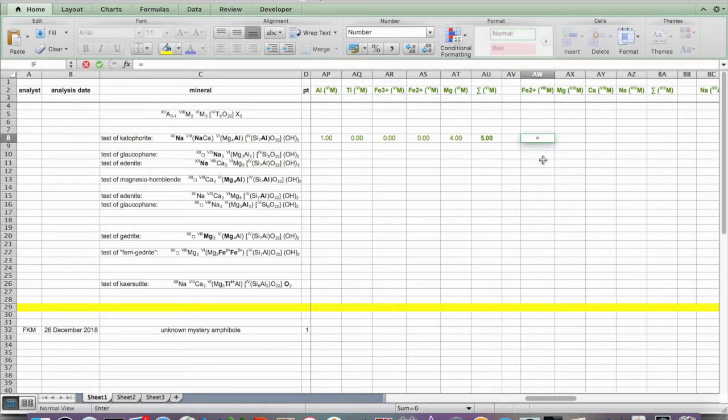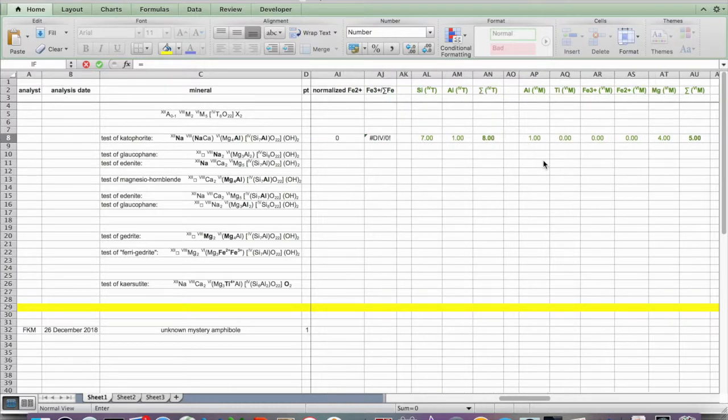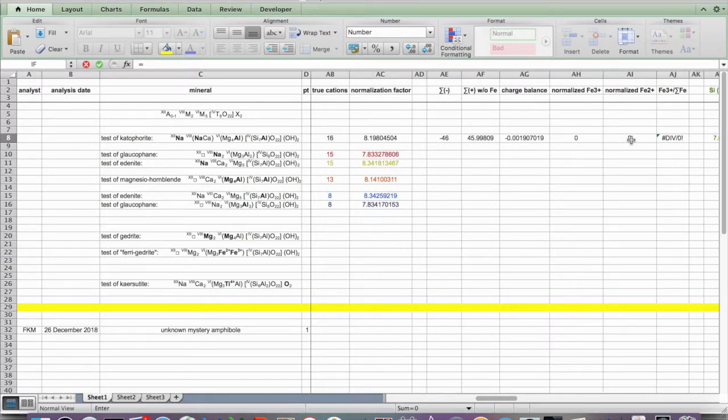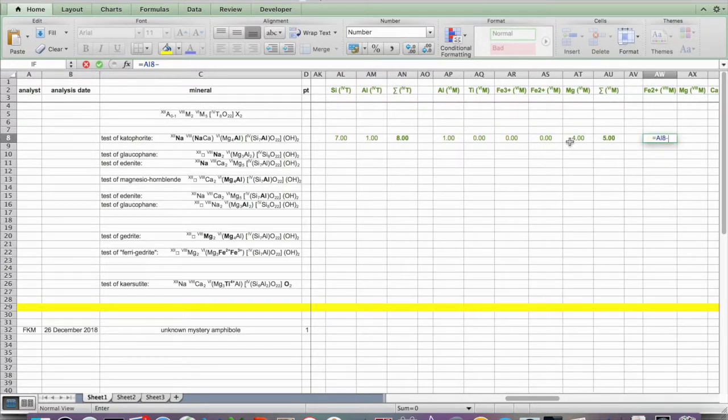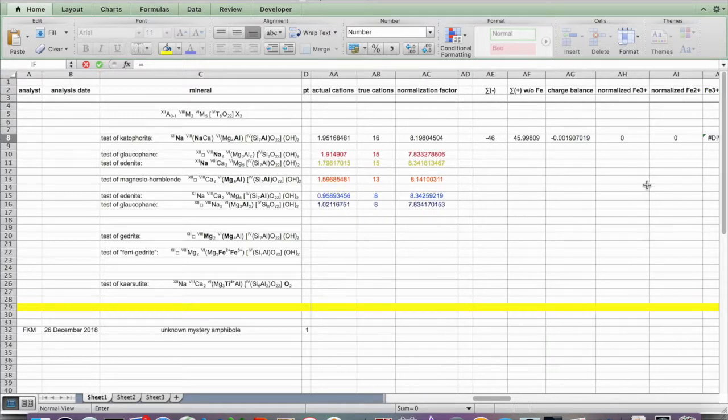So this is going to be the total amount of iron 2, which again we get from here, minus the amount of iron 2 we've already used, which is there. And again, because there's no iron in this amphibole, it comes out to be 0. The magnesium is similarly calculated. We look at the total amount of magnesium that we have, which is the normalization factor. And I'll put the $ sign in there.